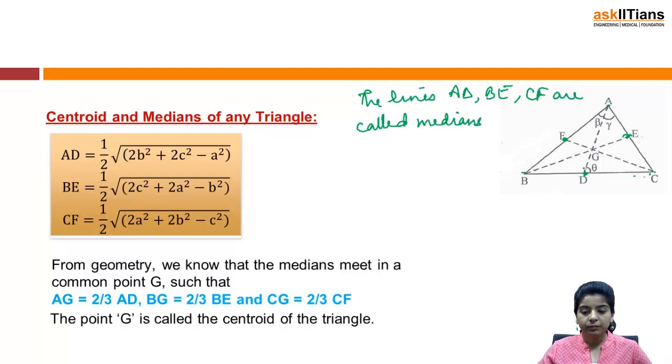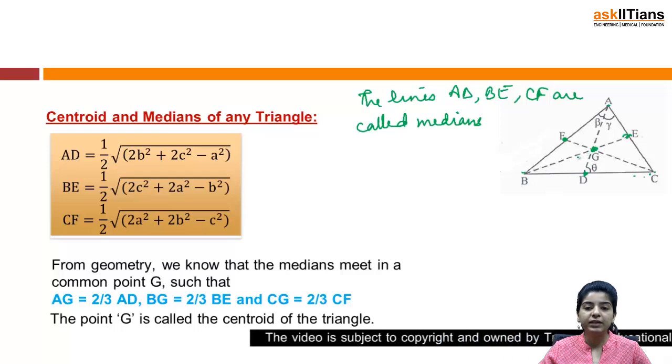This AD, BE, CF are called in this case the medians of the triangle ABC, and the point at which these three medians intersect will be the centroid of the triangle. So this G is the point where these three medians are intersecting, and therefore we will call this G the centroid of the triangle ABC.